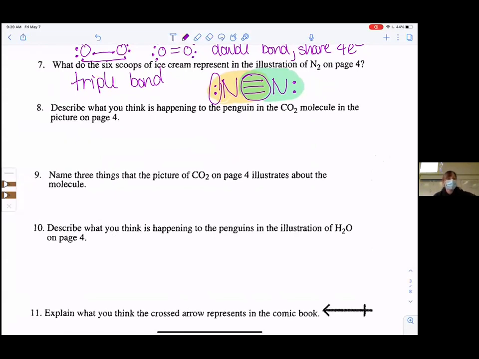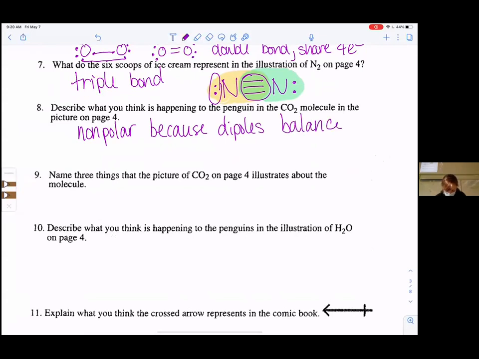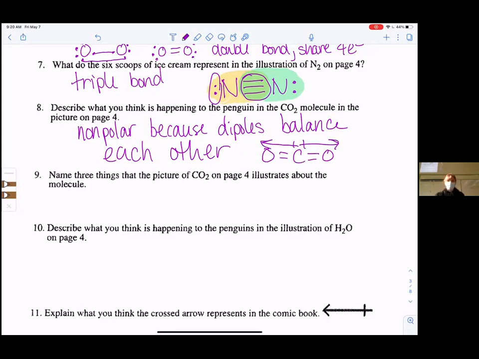Okay, so the CO2 guy is having his arms yanked. CO2, arms being yanked, but it's balanced. So it's nonpolar because the dipoles balance each other. So you got carbon and it's being pulled this way and it's being pulled this way, but it's balanced. There's no net pull. The pulls balance each other out.